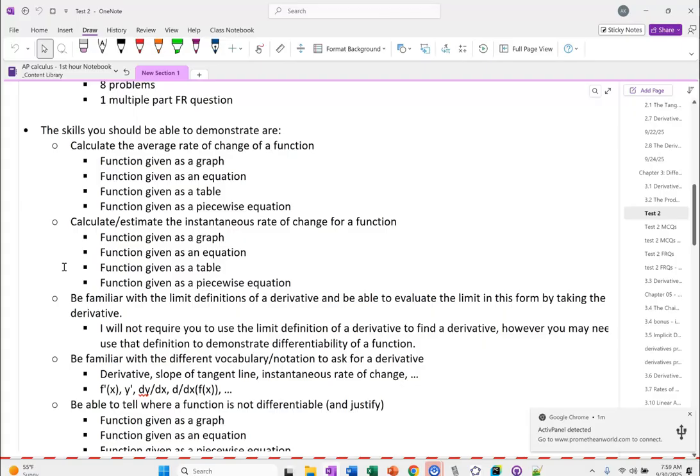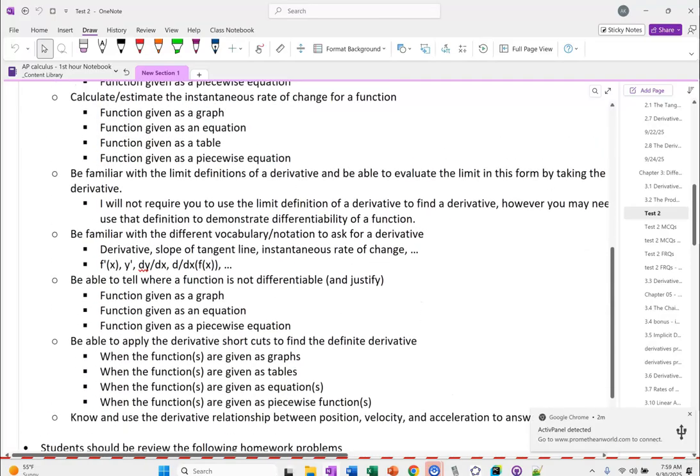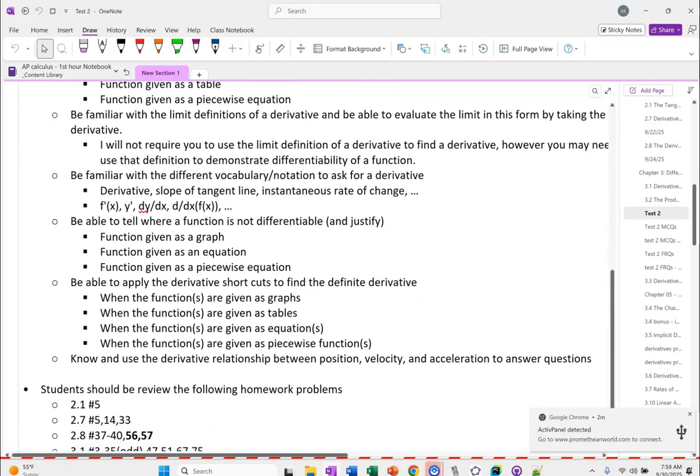So again, calculating instantaneous rate of change, like slope. Again, whether it's from a graph or an equation or a table or piecewise, regardless of how I present the function to you, you should be able to do that. You should be familiar with the limit definition of a derivative.